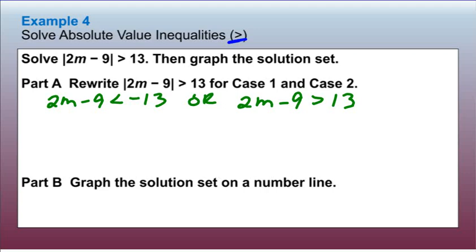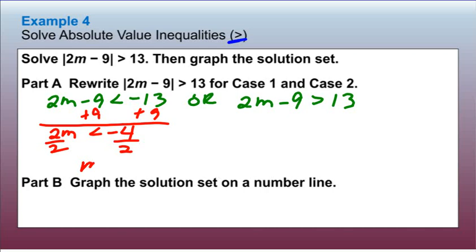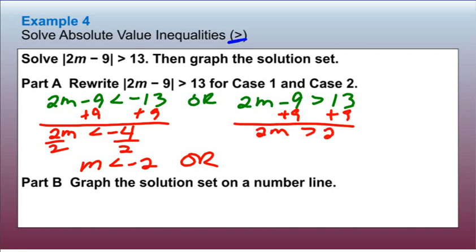Now I solve. I'm going to add 9, and you get 2m is less than negative 4. Divide by 2, I'm going to have m is less than negative 2. Or on this side, I'm going to add 9 also, and I get 2m is greater than 22. Divide by 2, m would be greater than 11. So m is less than negative 2, or m is greater than 11.